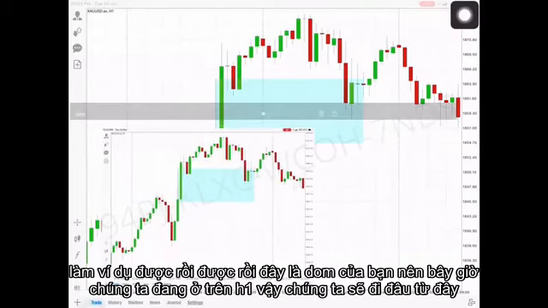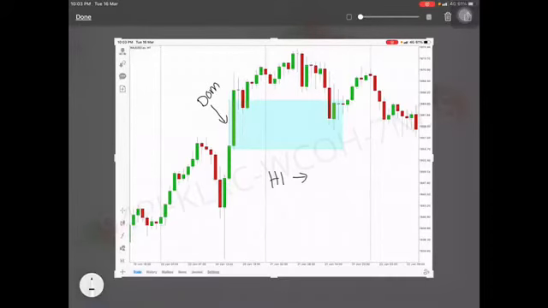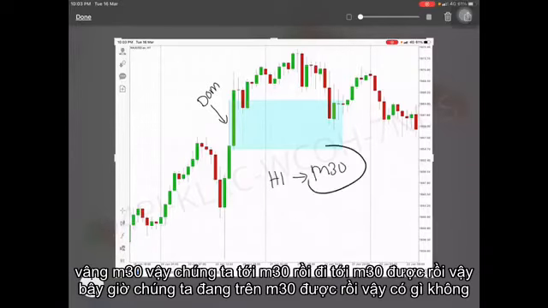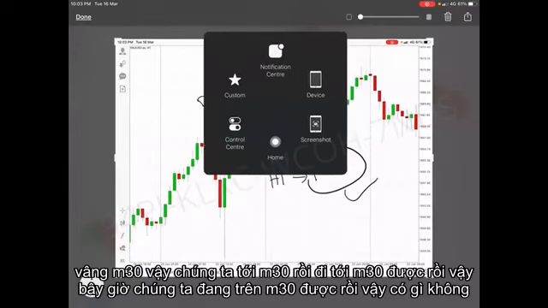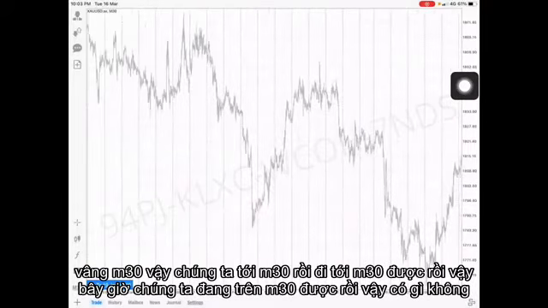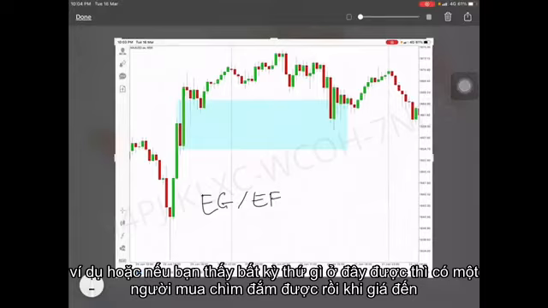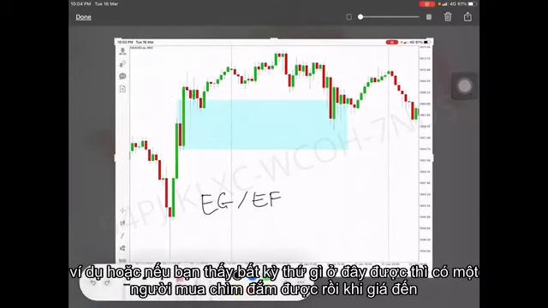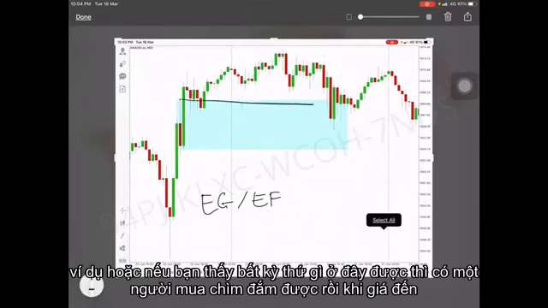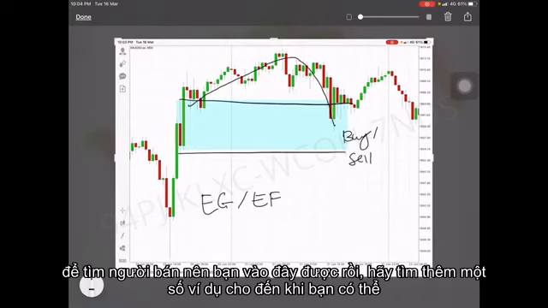Okay, so here is your DOM. Now we are on H1. So where do we go from here? Entity. Yes, so we go to entity. Now we're on the M30. Is there any EG or EF? Do you see any right here? Yes. So there is one engulfing buy. When the price comes back to this zone, what are you going to look for? Are you going to look for buy or sell? Buy. So you enter buy in here.